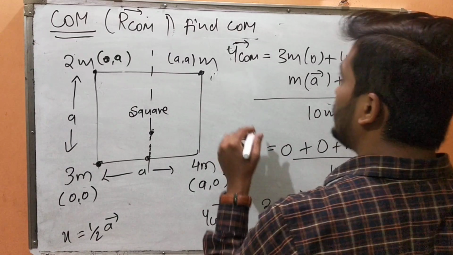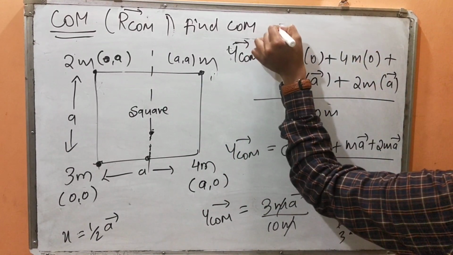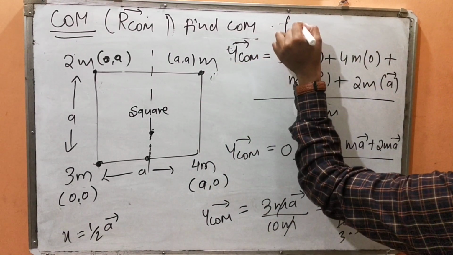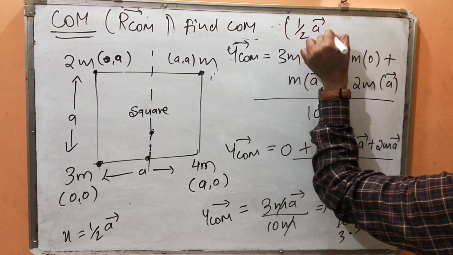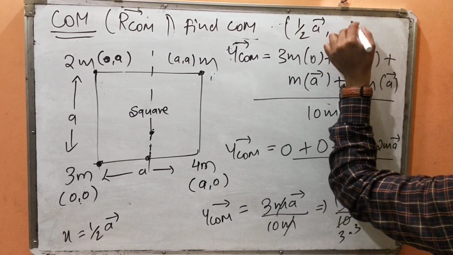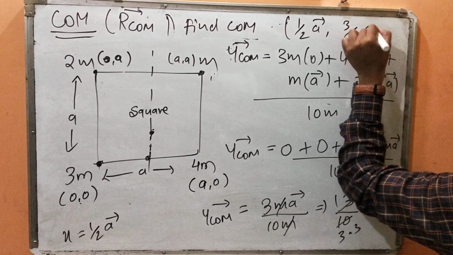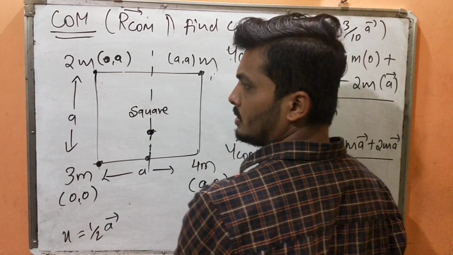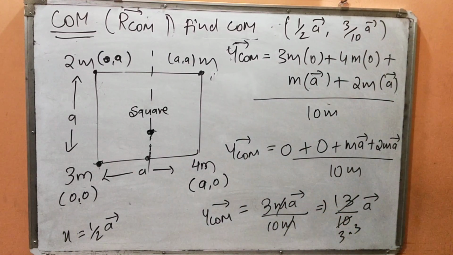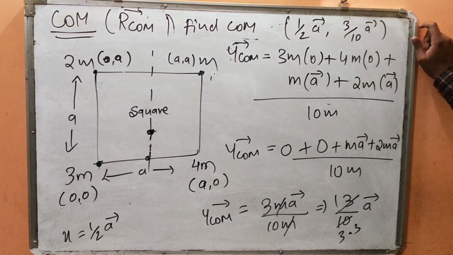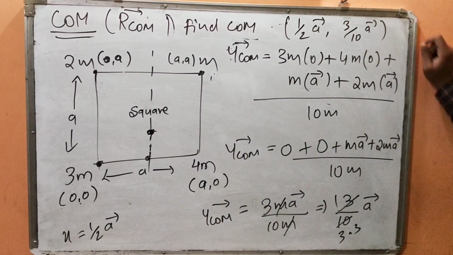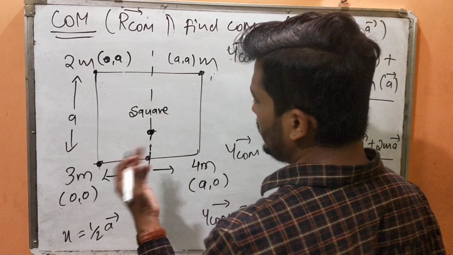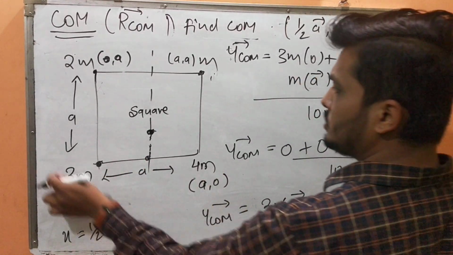So how can you write the center of mass of this system? With respect to x it is 1 by 2 a, and with respect to the y coordinate it is 3 by 10 a. So is it not? The center of mass will be somewhere here. Y coordinate. Yes or no? 3 by 10 of a. Got it? 3 by 10 of a. So before doing that also we can easily judge: more mass is concentrated here.